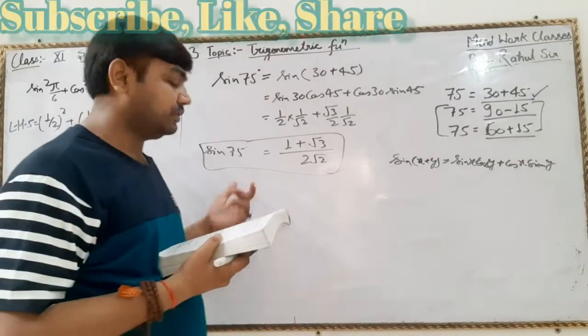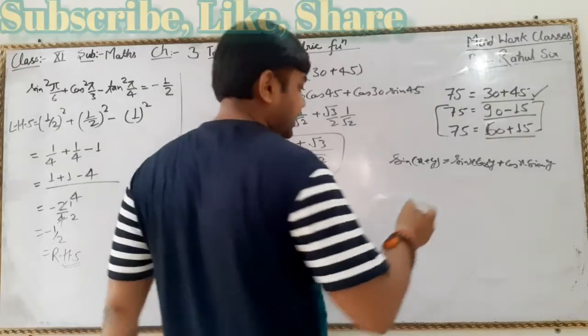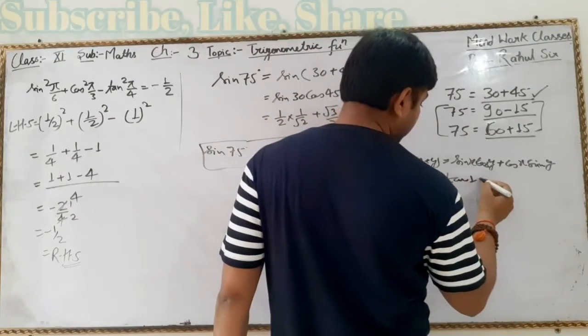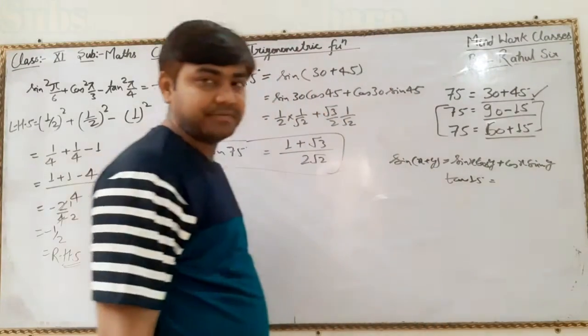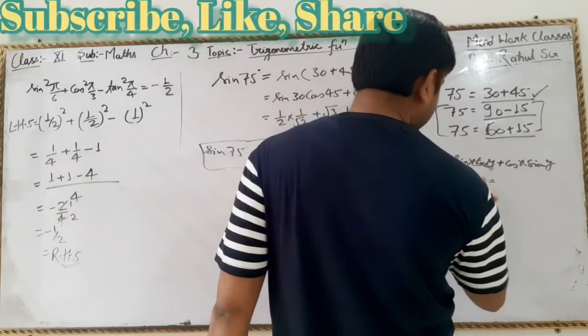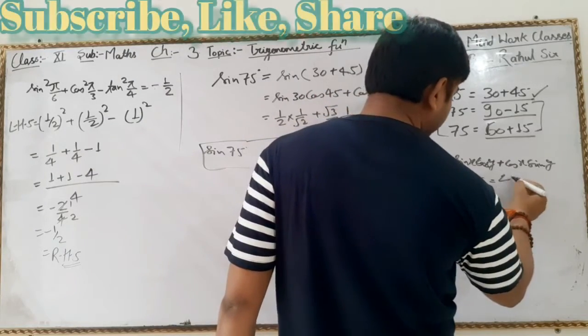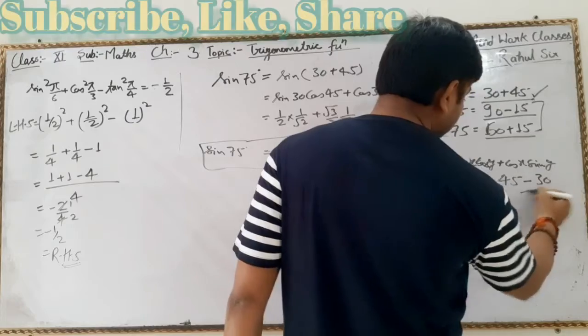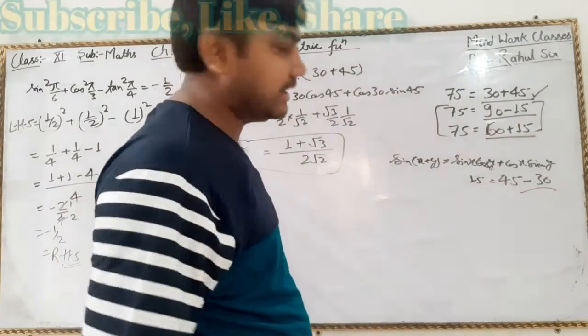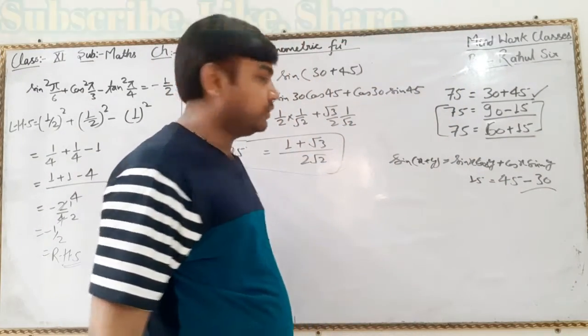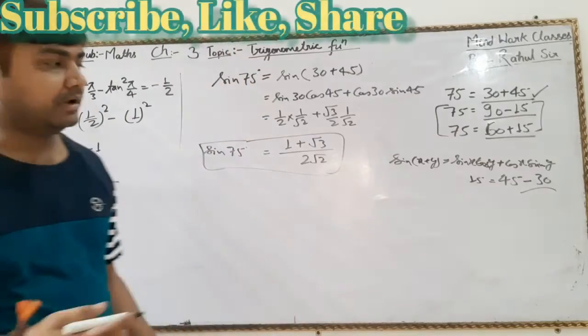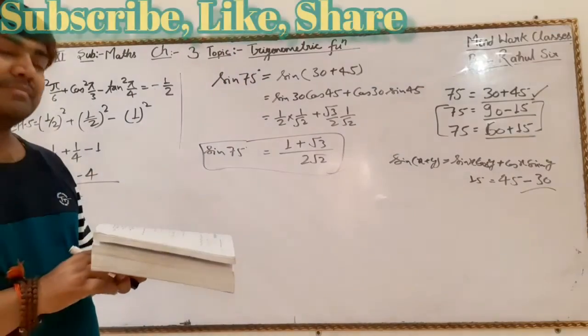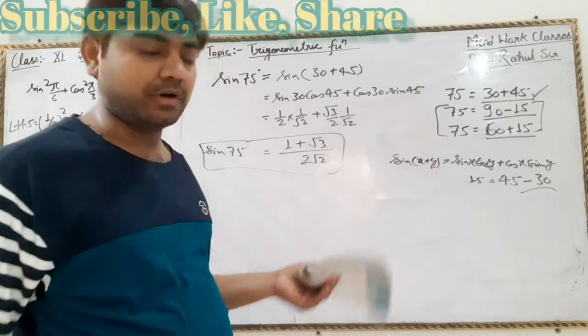Now again we have to find the value of tan 15. Tan 15 can be written with 45 minus 30, isn't it? We will put 45 minus 30 in place of 15, and from there we can solve the question.